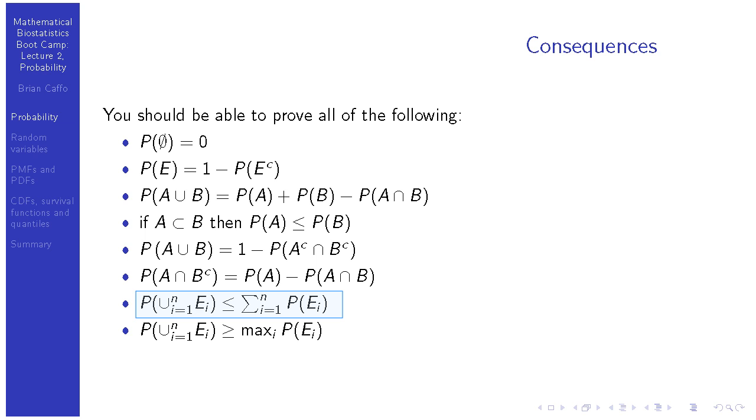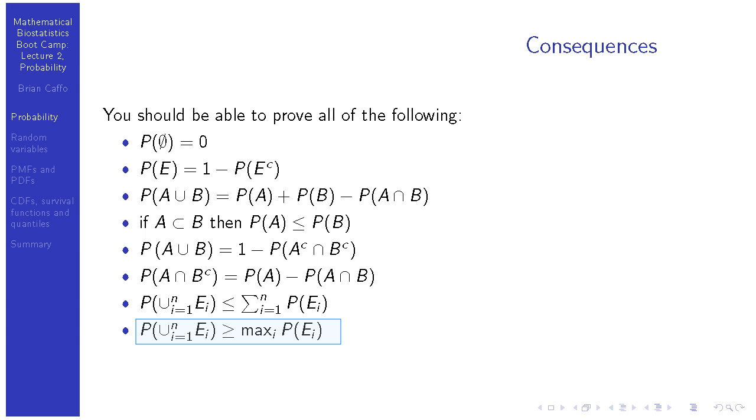The final rule talks again about unions of events. In this case, the probability of the union of events is bigger than the probability of the maximum of the collection of probabilities. Again, this rule holds whether the events are mutually exclusive or not. But there's intuition behind this that's very easy.